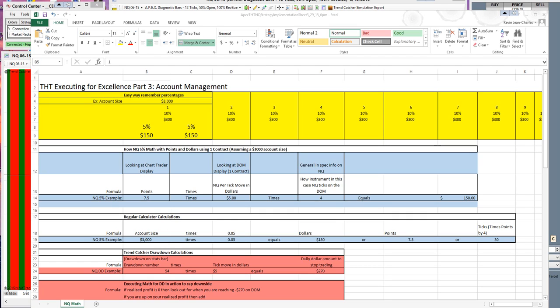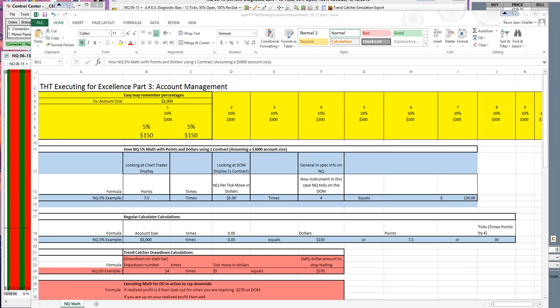Now I'm going to go a little bit more. I'm going to look at this column right here into how the 5% math converts into points and back into dollars, with the continued assumption of using the one contract and the $3,000 account size.